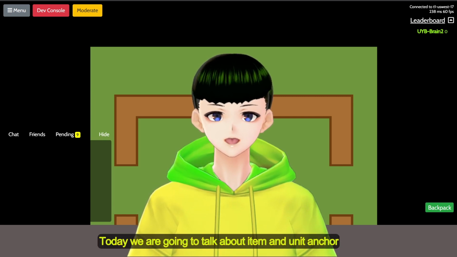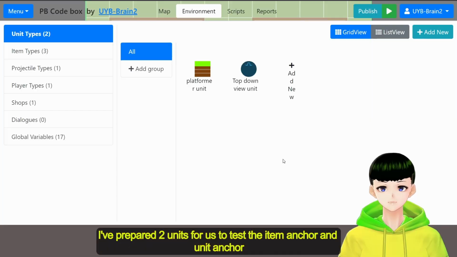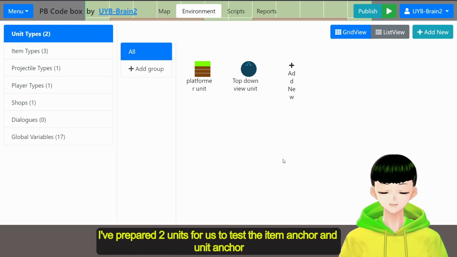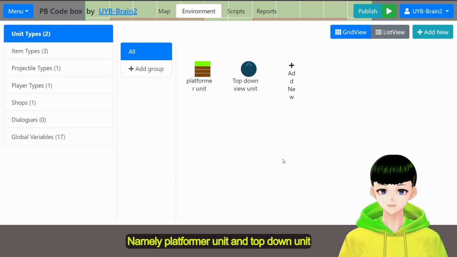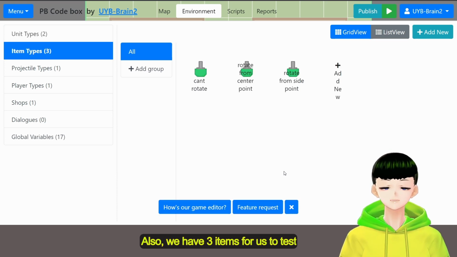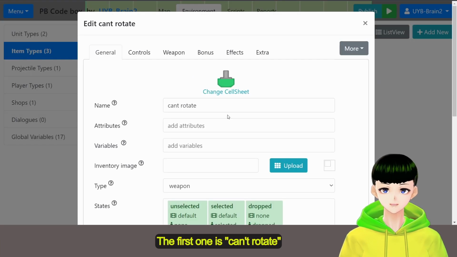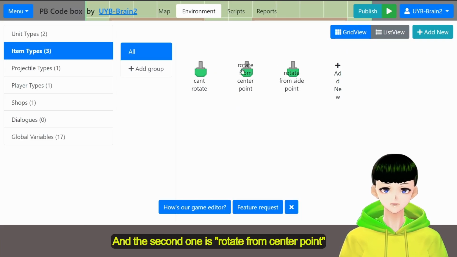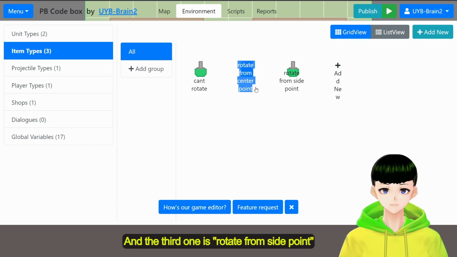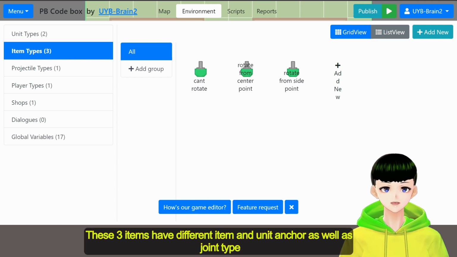Today we are going to talk about item and unit anchor. I've prepared two units for us to test the item anchor and unit anchor, namely platformer unit and top-down unit. Also, we have three items for us to test. The first one is can't rotate, and the second one is rotate from center point, and the third one is rotate from side point. These three items have different item and unit anchor as well as joint type.